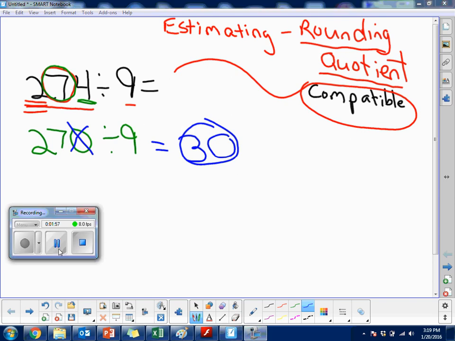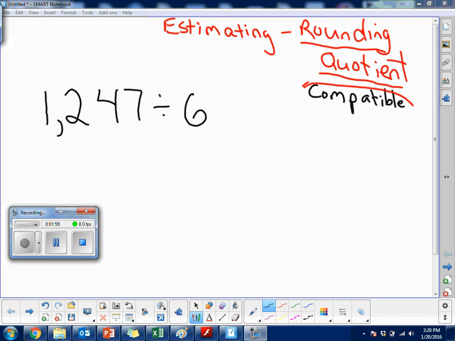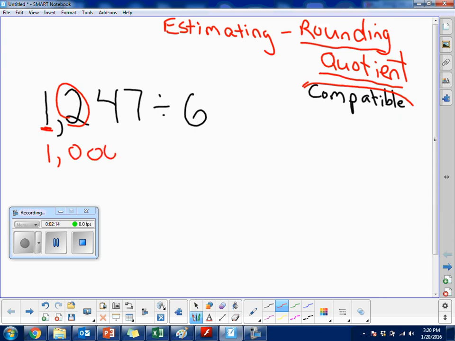Let's try another. Here's our next number, 1,247 divided by 6. Just like before, let's go over to the very edge number right here, that 1. If we round that, that 2 is going to make it go to 1,000 divided by 6.